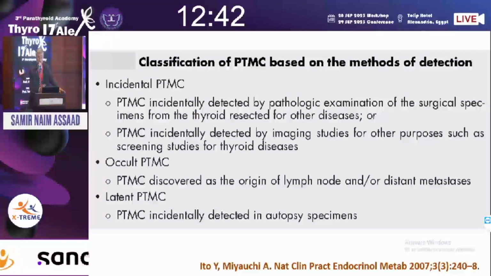We have to talk about classification. Very important. Papillary thyroid carcinoma is classified into three types: incidental and non-incidental, occult and latent. Let me start. This is papillary thyroid carcinoma in autopsy. Occult papillary thyroid microcarcinoma is important.